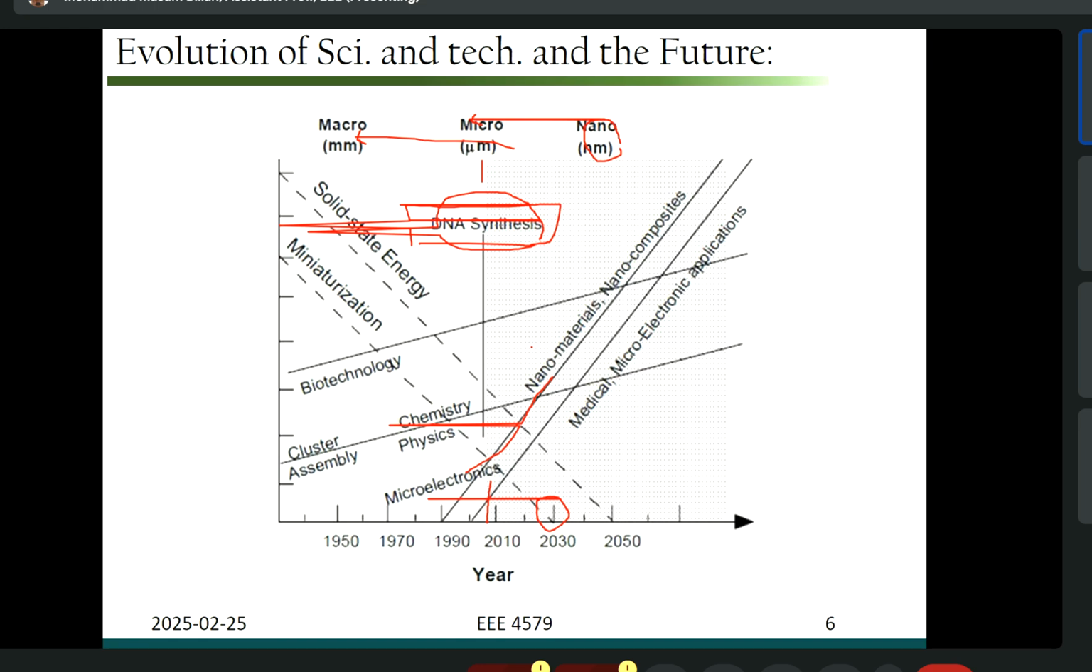And in physics and chemistry, there is cluster assembly. Cluster assembly means you have devices, and you integrate those devices for some application. They cannot increase the size of the current device, but they want to increase the capacity. So basically cluster assembly will consider nanometer scale devices and nanomaterials for those kinds of devices.